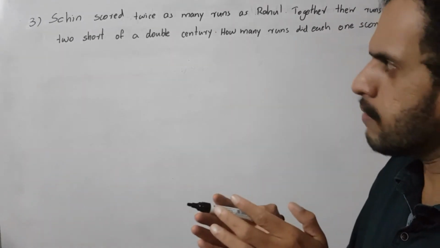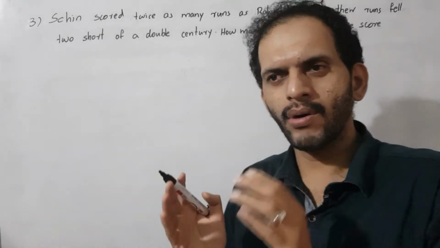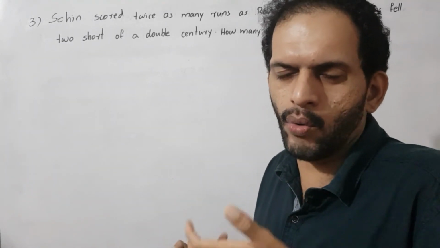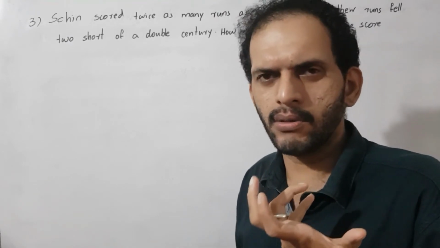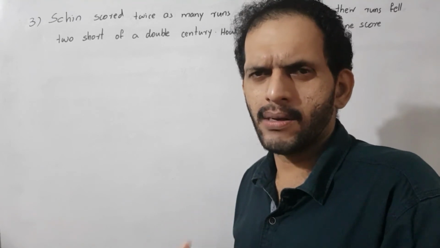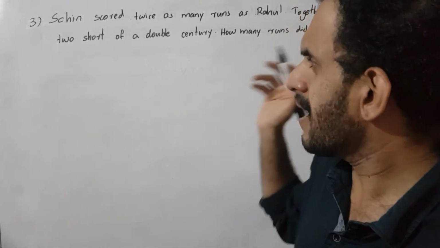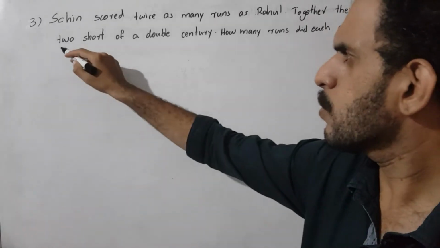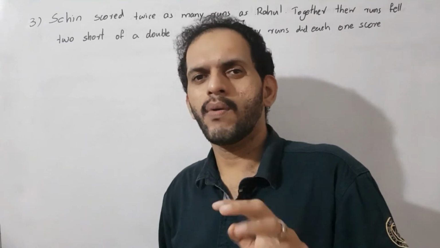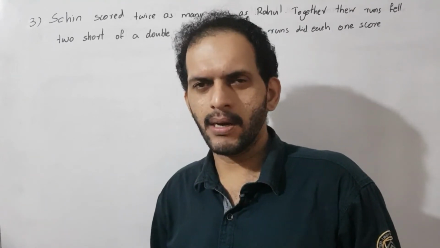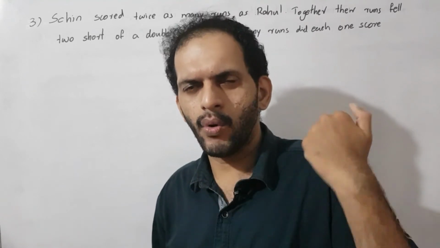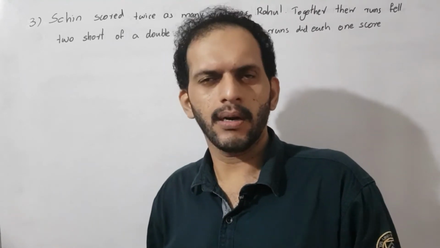That means if we add the scores of Sachin and Rahul, the total, taking both scores together, if we add the runs of Rahul and Sachin, the total is too short of a double century. It is 2 less than a double century, too short. Short of what? Of a double century. That means we get 2 runs less than a double century.